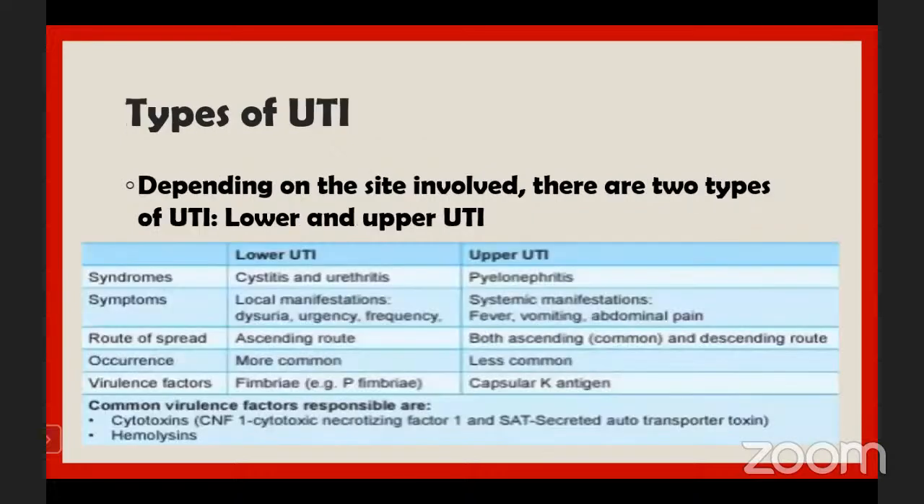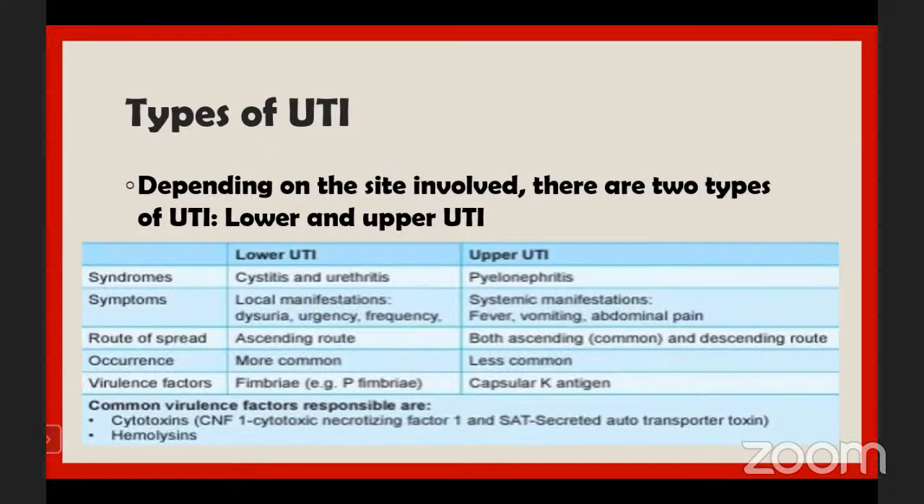Next one is the types of urinary tract infection. Depending upon the site involved, there are 2 types of urinary tract infection. One is lower urinary tract infection, and the other one is upper urinary tract infection. In lower urinary tract infection, cystitis and urethritis are seen. In upper urinary tract infection, only kidney involvement is seen. In lower urinary tract infection, the symptoms are dysuria, urgency and frequency. In upper urinary tract infection, fever, vomiting and abdominal pain are seen.